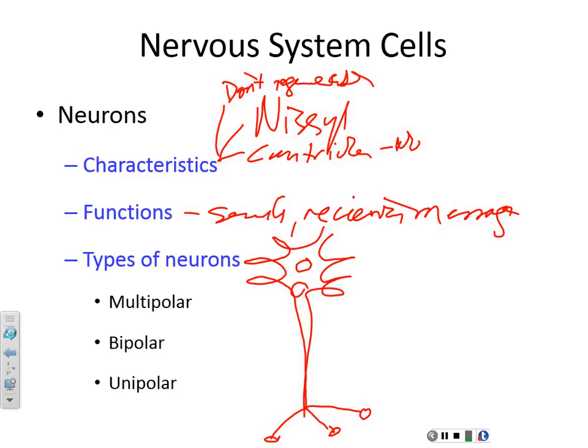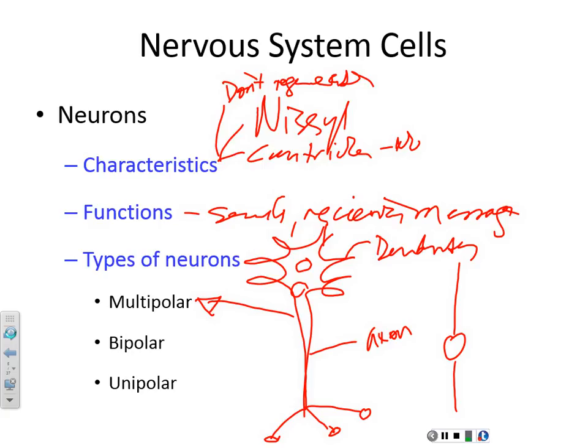And this is the cell body. You need to know the major parts of a neuron. What are these short processes? Dendrites. And this is the axon. What type of neuron is this, the one I just drew? Multipolar. Then there are other ones. That's an example of a bipolar neuron, because it has two processes, right? Now this one is unipolar, right?